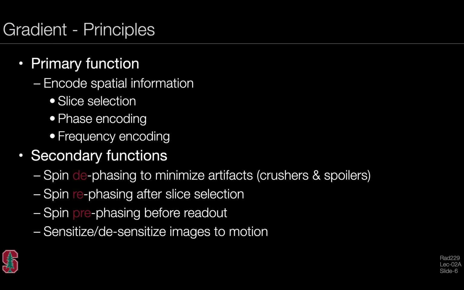Gradients can also be used for spin dephasing, which may be useful to minimize artifacts, and these are sometimes called crushers or spoilers. They can also be used as spin rephasers after, for example, slice selection, an example of which we'll see later in this lecture, and spin prephasing before the so-called readout gradient. And these concepts may not yet be familiar, but they'll be touched on later in these lecture series. And we can also use gradients to sensitize or desensitize images to motion. And this is really important in the field of things like diffusion-weighted imaging and phase contrast imaging for measuring tissue velocities.